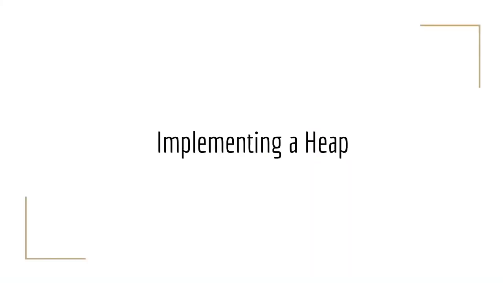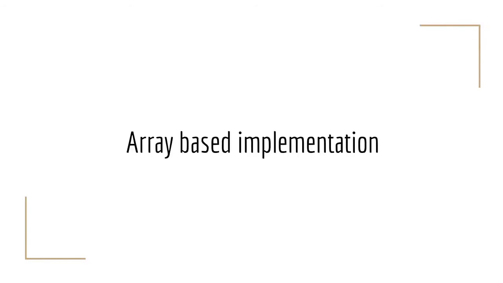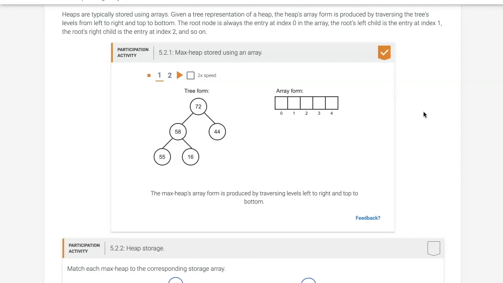Okay, so now let's go over how we implement a heap. So the most common form of implementing a heap you might see is with an array. How does it work? With a little bit of math. So let's take a look at this animation from Zybooks. In this example, we go from top to bottom and left to right, inserting into the array in that order.